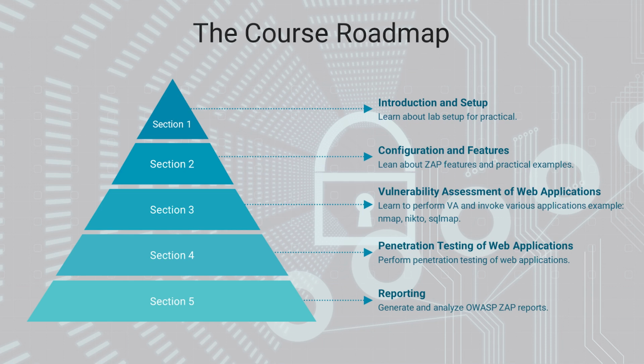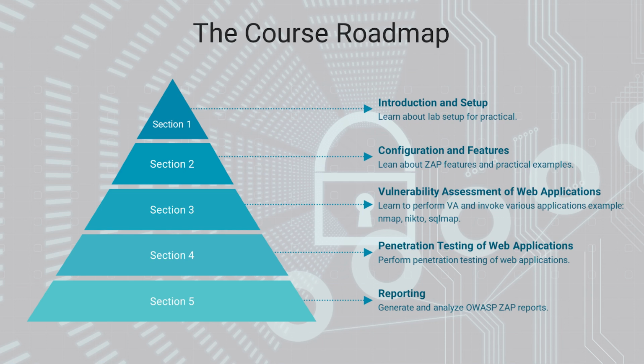In section number 3, which is vulnerability assessment for web applications, we are going to learn how to perform vulnerability assessment on web applications using OWASP ZAP and how to invoke various applications, for example, Nmap for port scanning, Nikto for web analysis, and SQLmap for injection attack. So we will also perform these practicals in section number 3.